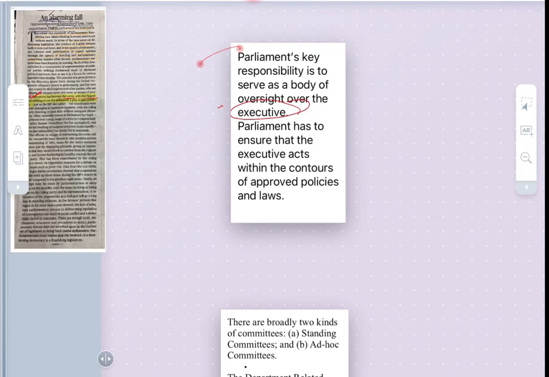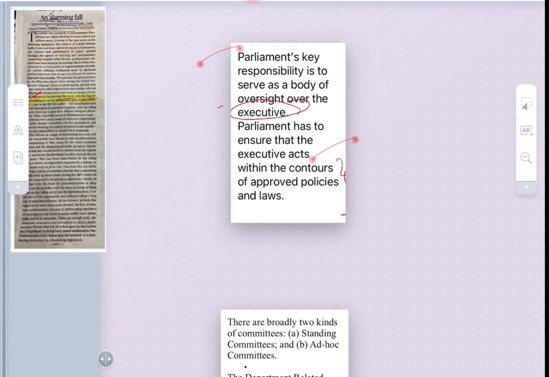Parliament has to ensure that the executive acts within the contours of approved policies and laws. So it would be wise if these bills are passed through different committees, which have so much significance, and they go through a quality check. We will see further what the roles of different committees are and what their significance is.